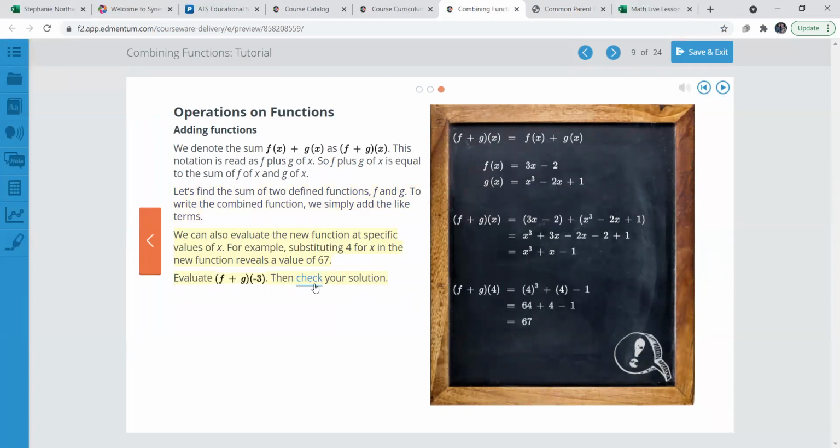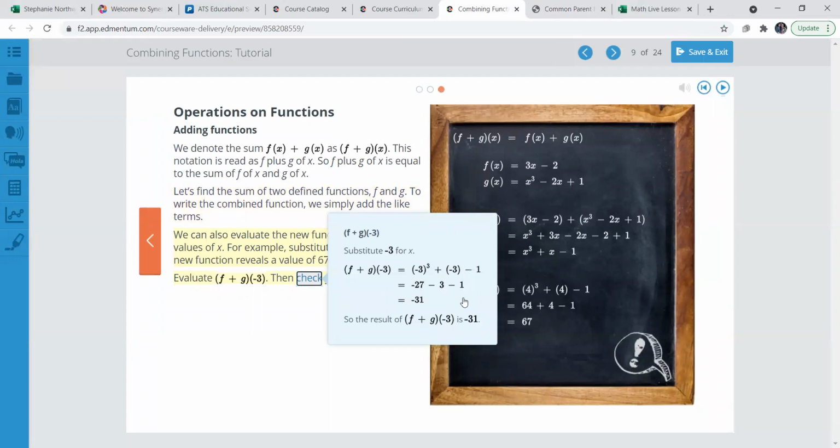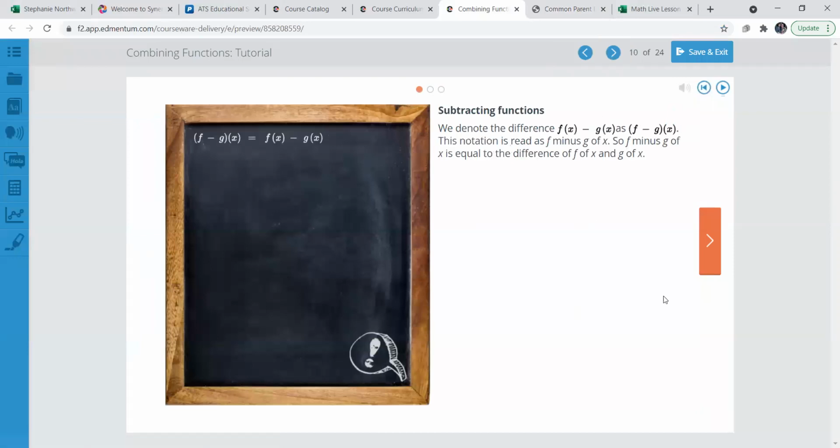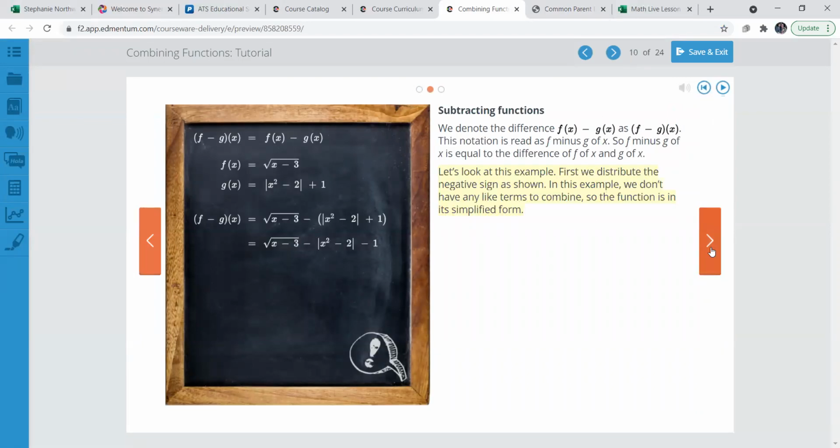And there you have it. So check the solution. Okay, so substitute. Basically, if it gives you a number for x or f of x or g of x or whatever it is, put that number, so 3, for an example, put that number in for x, then you calculate it all out, and here's the result of the function, or the answer.